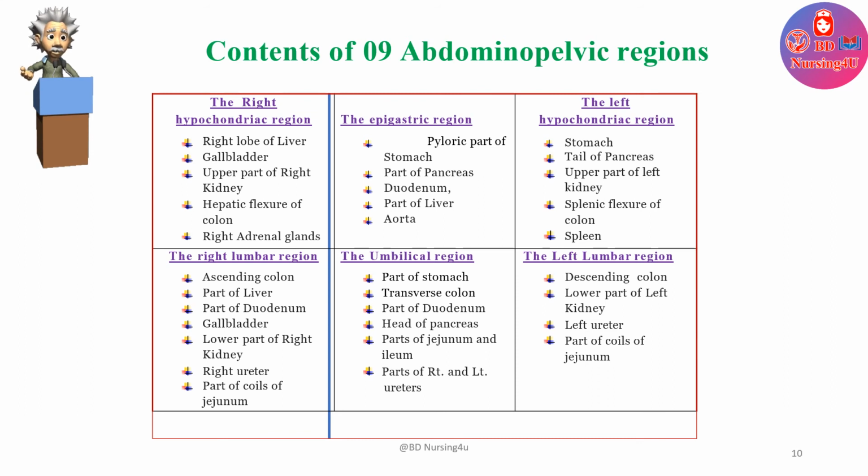The left hypochondriac region: stomach, tail of pancreas, upper part of left kidney, splenic flexure of colon, spleen. The left lumbar region: descending colon, lower part of left kidney, left ureter, part of coils of jejunum.